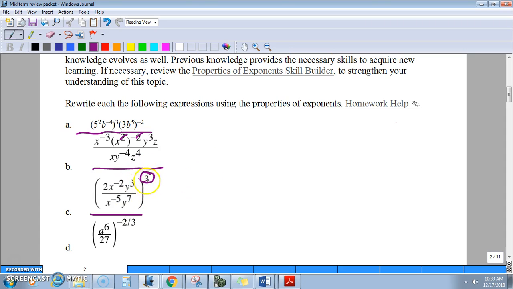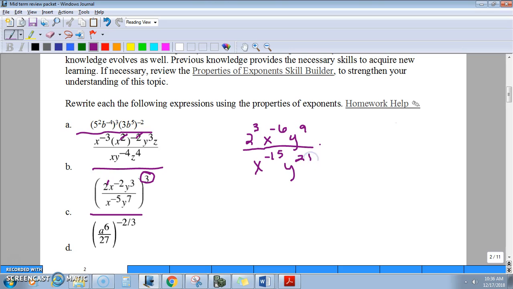So if I have something to the 3rd power, that means both my numerator and my denominator are going to be to that power. So the first thing I'm going to do is rewrite the numerator, power to a power. Don't forget, our numbers actually have an exponent also. This is 2 to the 1st power. So my new numerator is 2 cubed x to the negative 6th power, and y to the 9th power over x to the negative 15 power, y to the 21st power.